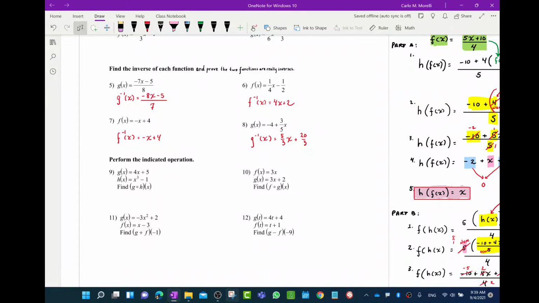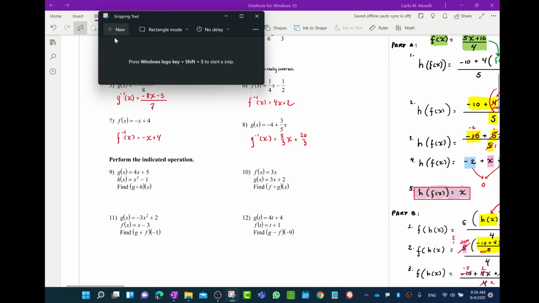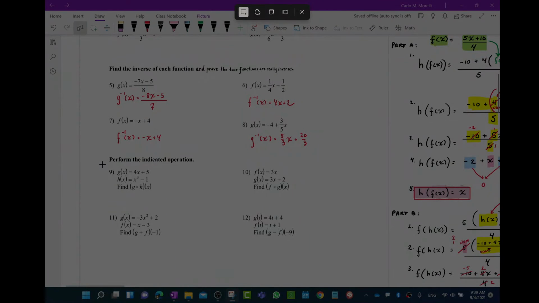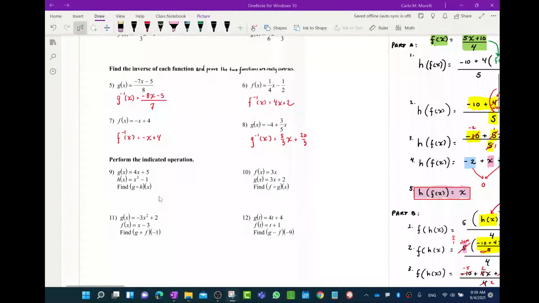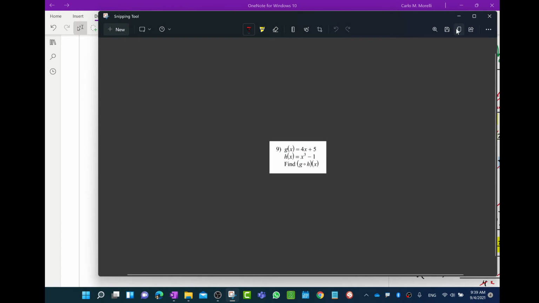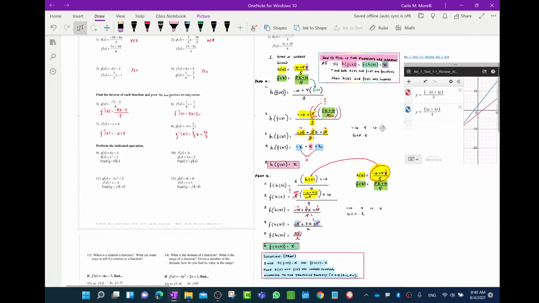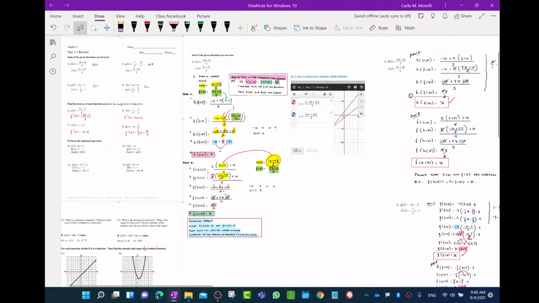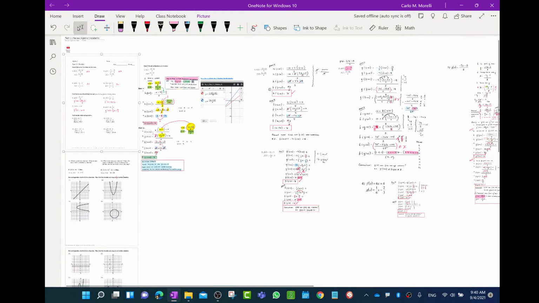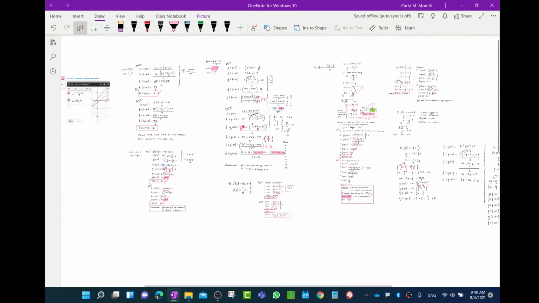All right, students, so here we are on number 9. This is called composition of functions. That little open circle is not a multiplication symbol. So let's go ahead and grab number 9. I'll show you what to do. And guess what? You've been doing it all along. So this is going to be review, since we've literally been doing this the whole time.